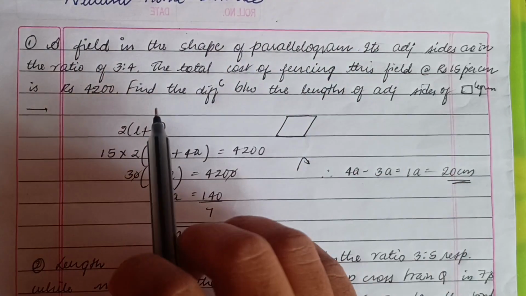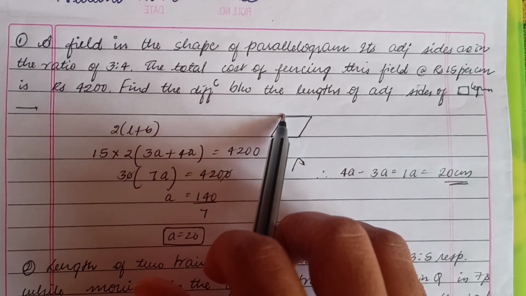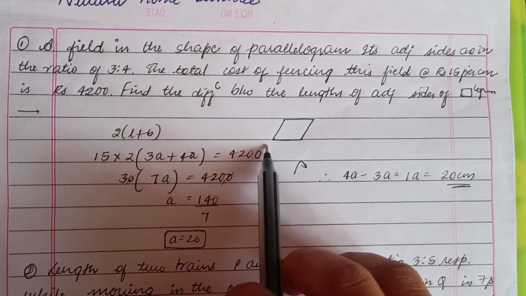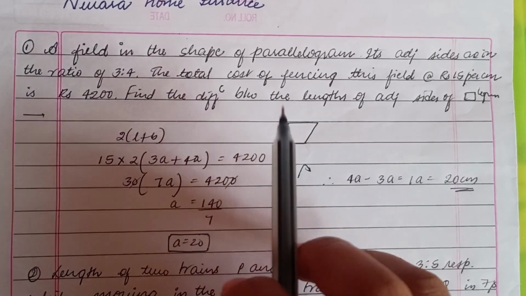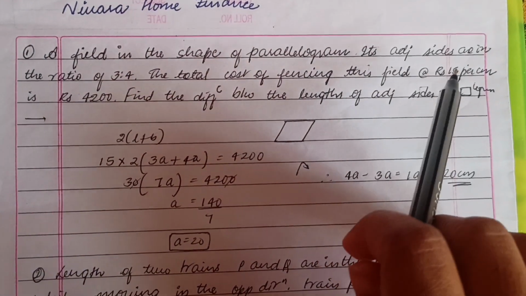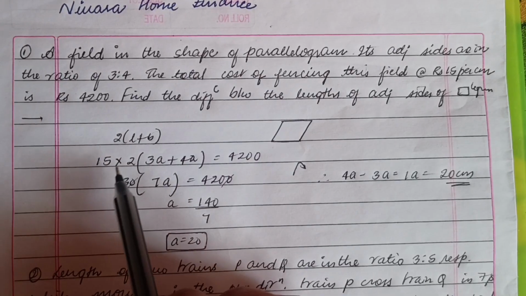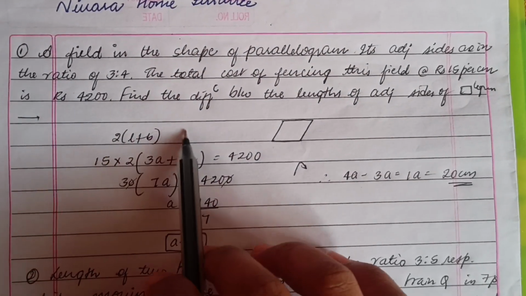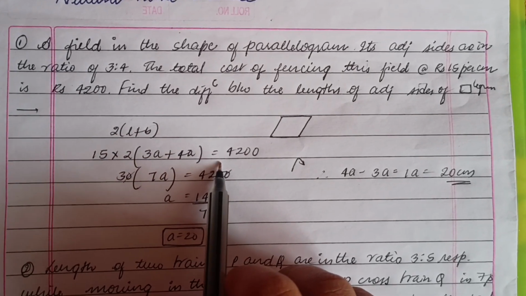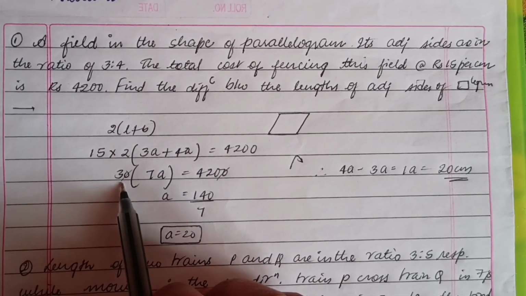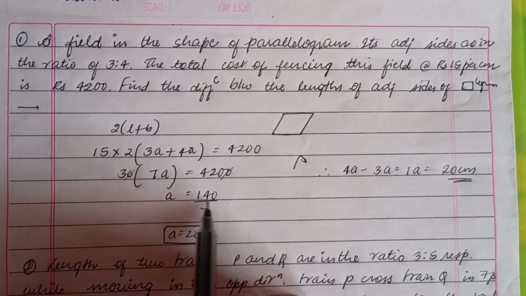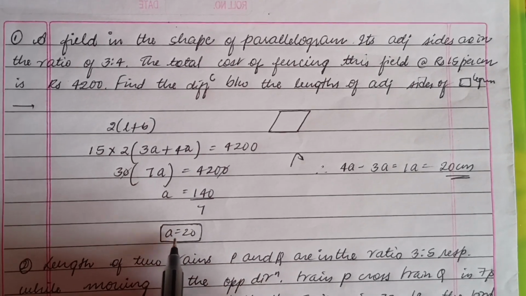Here we know that total fencing means the fence covers the outer surface of the parallelogram. So we have to find the perimeter of the parallelogram, which is 2 into (L plus B). Per centimeter they are paying 15 rupees, so 15 into the perimeter, that is 2 into (3a plus 4a), will be equal to 4,200. Then 30 into 7a equals 4,200, so a equals 140 divided by 7, and a is equal to 20.